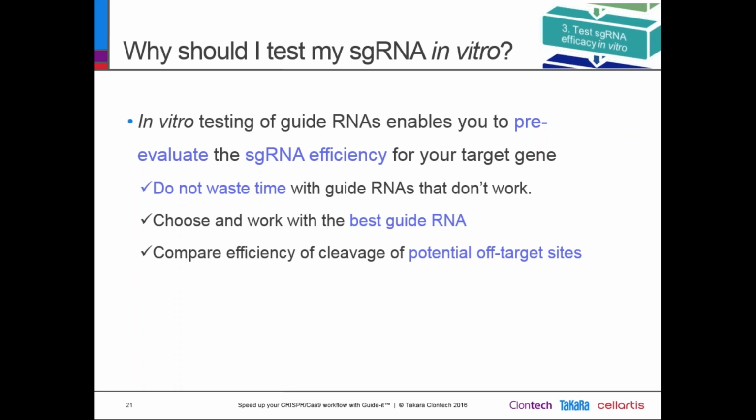Another interesting point is that you can compare efficiency of cleavage for potential off-target sites using this kit. For example, if the in silico tools give you a guide RNA and you don't have the choice, and all the guide RNAs you can use also have a probable off-target site, then you could PCR amplify this potential off-target and check in vitro whether there is a probability that the guide RNA will also guide Cas9 to this site. And this is, of course, what you would like to avoid.